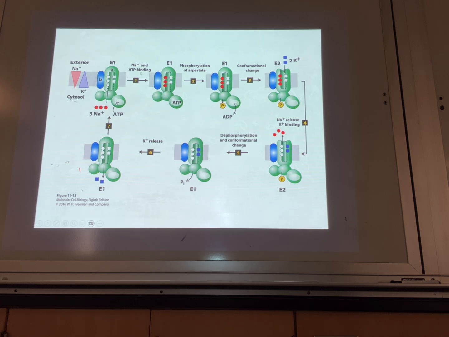So know the way that the conformation changes, what happens to the affinity with sodium and with potassium as we go through the conformational changes. Know that the steps when the conformational change happens, which is when we phosphorylate. When we get the conformational change, we change from being open to the cytosol to being open to the exterior and the lumen. And that's when we release our sodium and bind to our potassium. And then we go back to E1, potassium is released. Now we can bind to sodium again. So definitely know the progression through this overall process.